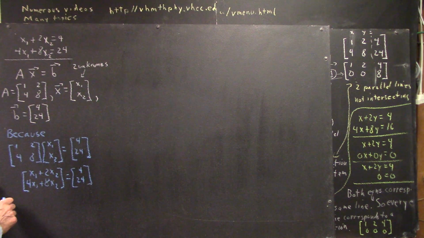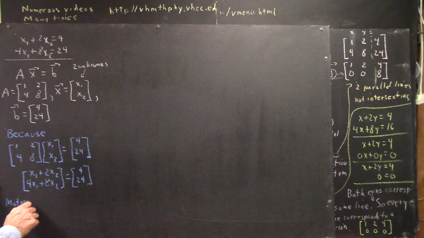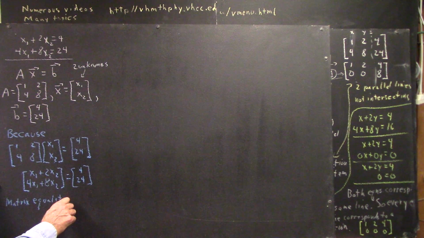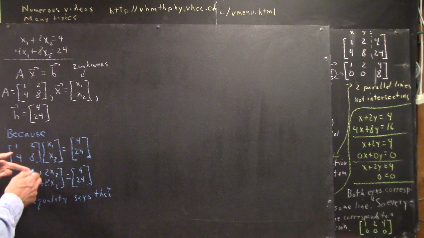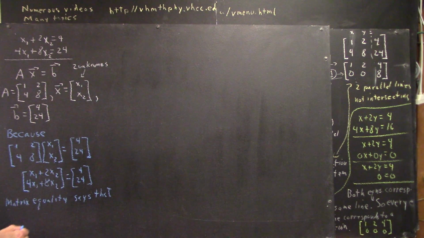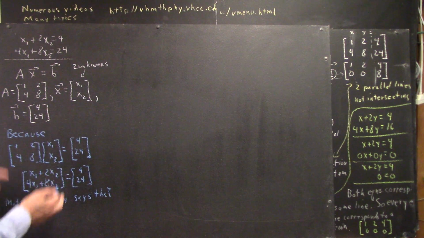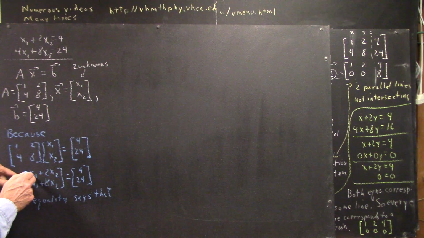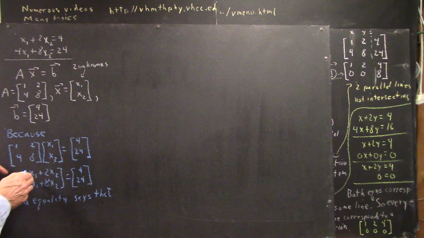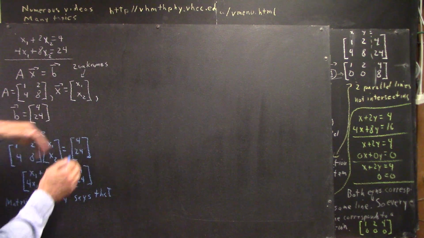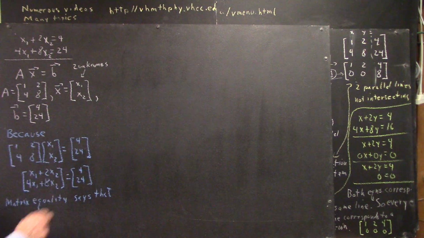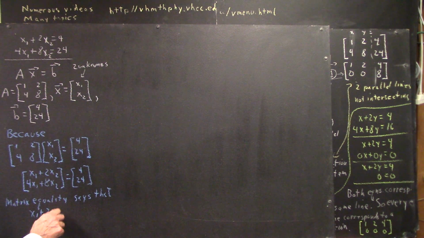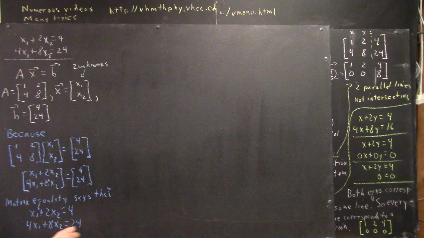So matrix equality says that I've got a column here of two quantities, and a column here of two quantities. The entries in this matrix are equal to the corresponding entries in this matrix. Each entry in this matrix is equal to the corresponding entry in this matrix. So what corresponds to the first quantity in this column? Well, it's the first quantity in this column. So X1 plus 2X2 equals 4, and 4X1 plus 8X2 equals 24.